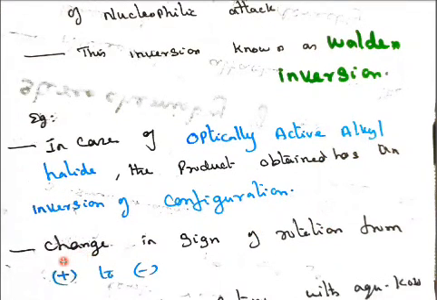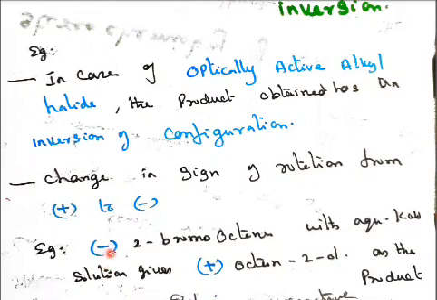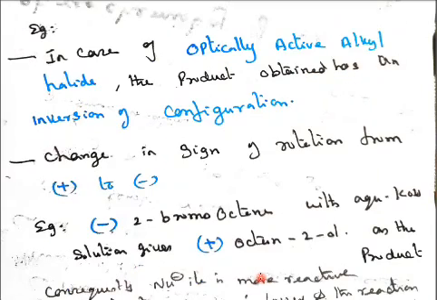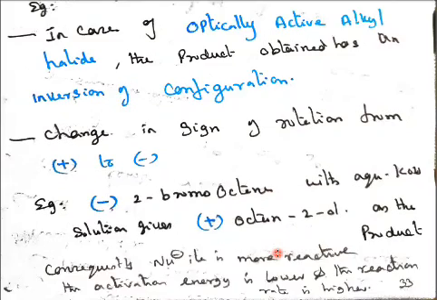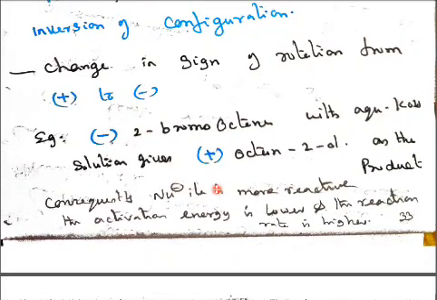One is the left side, another is the right side, so there is a plus sign and a minus sign. Plus shows a clockwise direction and minus shows the anti-clockwise direction. For example, if we use minus 2-bromo-octane with aqueous KOH solution, it will give plus 2-octanol. So anti-clockwise means we are getting clockwise.